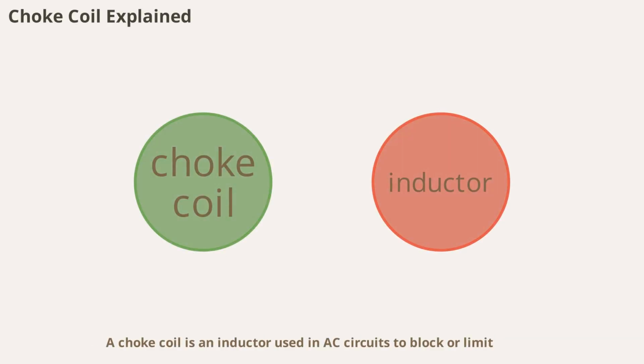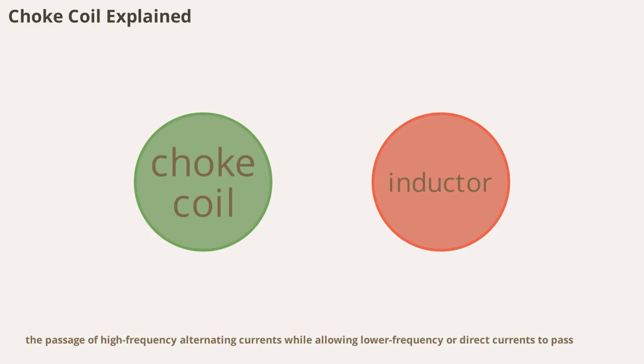A choke coil is an inductor used in AC circuits to block or limit the passage of high-frequency alternating currents while allowing lower-frequency or direct currents to pass. It works by presenting a high reactance to AC, thus reducing the current without significant energy loss. Choke coils are commonly used in power supplies, radio circuits, and fluorescent lighting to filter signals and smooth out current fluctuations.